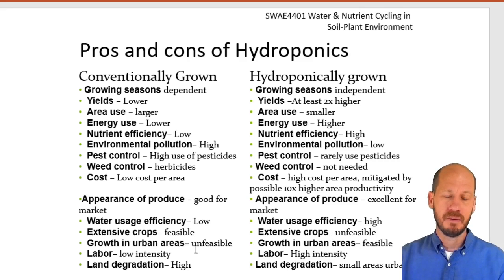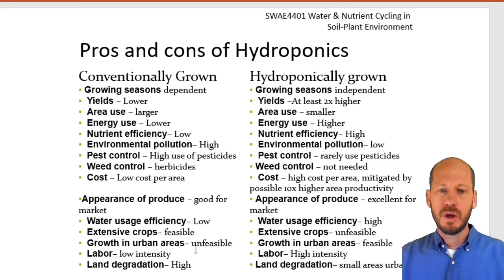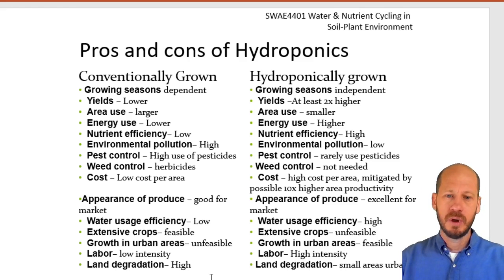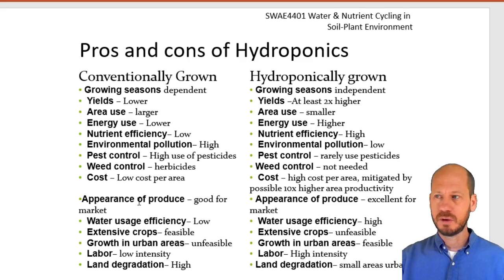The greens are for sure much better when you produce them with hydroponics than conventional farming. This is not organic, by the way, because you use a chemical fertilizer. Even though you might not even use pesticides, chemical fertilizers are not allowed in organic farming. The appearance of the produce is usually very superior, much superior to conventional farming. The water use efficiency is very high.